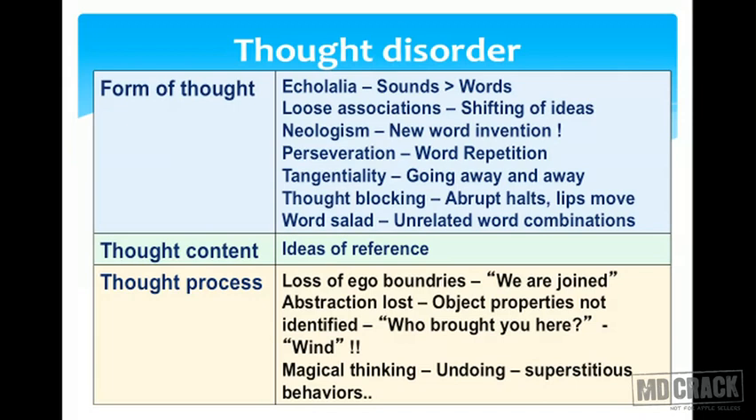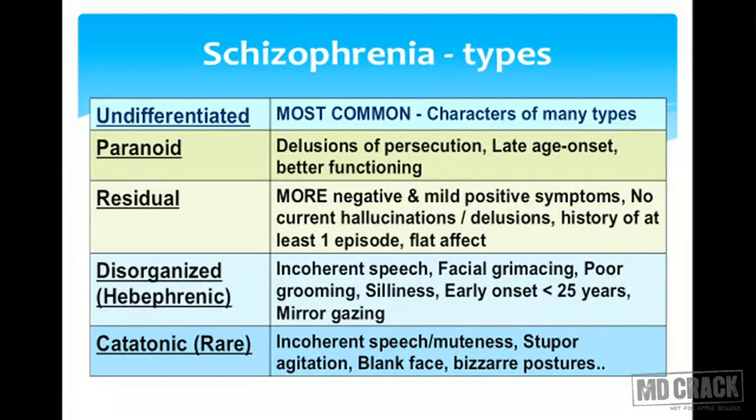Next, the abstraction is lost. Means the object properties are not identified. For example, you ask the patient, who brought you here? The patient's answer is, the wind. The wind brought me here. Look at this. The patient doesn't understand the abstraction, doesn't understand the object property that wind cannot bring you here. Next, the patient may have magical thinking, acts of undoing, and the patient may have superstitious behavior because the thought process is in problem. So I hope you understood these are various thought disorders where the form of thought, content of thought, or the process of thought may be in problem.